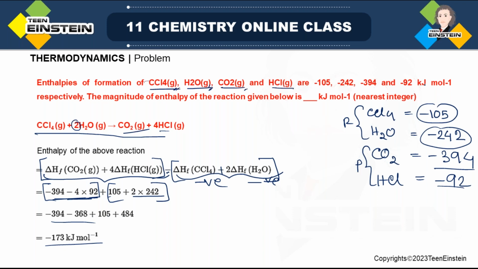Also be careful whether the units of these individual enthalpy of formation values are kilojoule per mole or not. Suppose for two substances it is given in joule and for the other two in kilojoule. You just have to check whether all are in the same unit or not. Then only you can put them in this equation. So this is the final value, the enthalpy of reaction for this reaction, in kilojoule per mole. So this is the value.